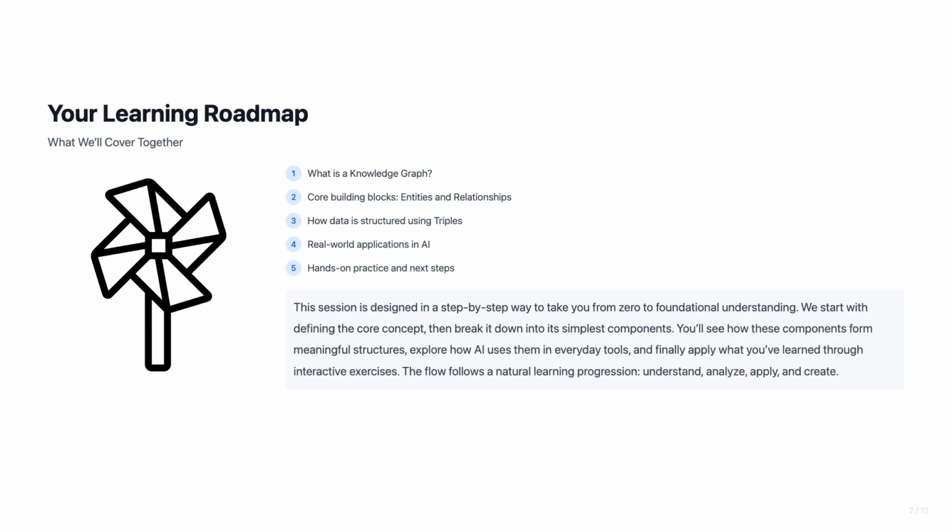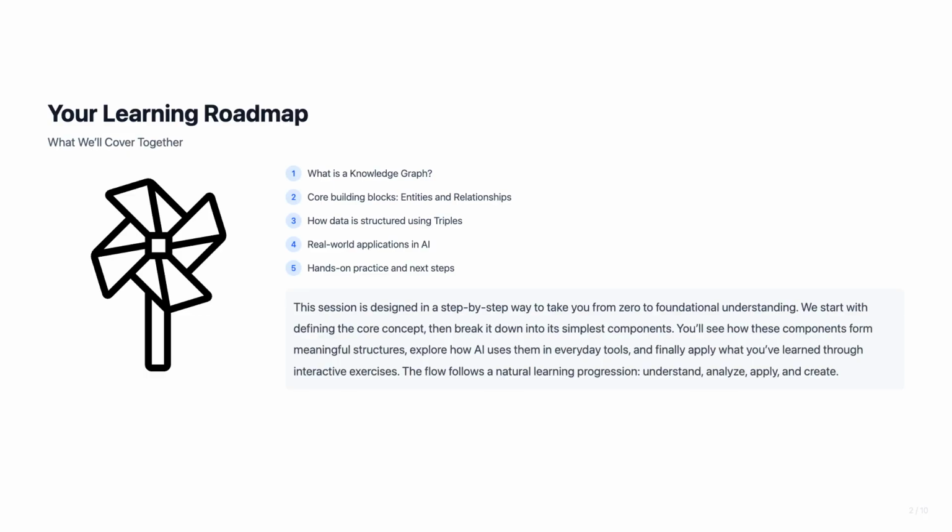Now that we've begun, let's take a quick tour of where we're headed in this session. First, we'll answer the question, what exactly is a knowledge graph? We'll use everyday analogies so it clicks immediately. Then we'll dive into the core building blocks, entities and relationships, and see how they're like the nouns and verbs of machine understanding. Next, you'll learn about triples, which are the simplest way to express facts in a structured format.